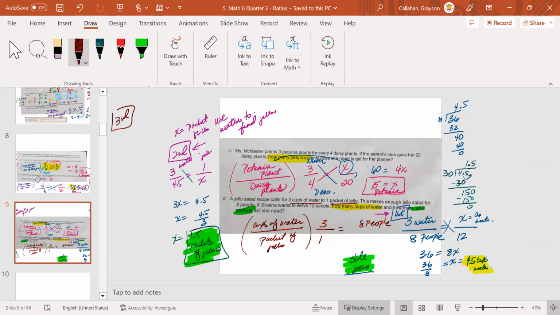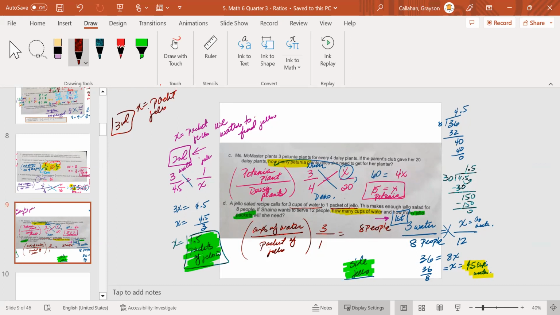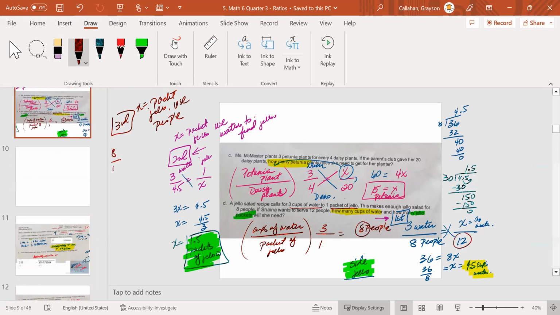Are you ready? Okay. So we still need to find X, which is packet of Jello, right? Because that's something we have not found yet, right? Use people. People, you have either that's given to you 8 people and then 12 people, right? So 8 people and 12 people equals, I gotta find Jello. 1 packet of Jello for 8 people, right? So 1 goes on top, X goes on the bottom because X is with 12 people, right? When I cross multiply, 8x equals 12. X equals 12 over 8.